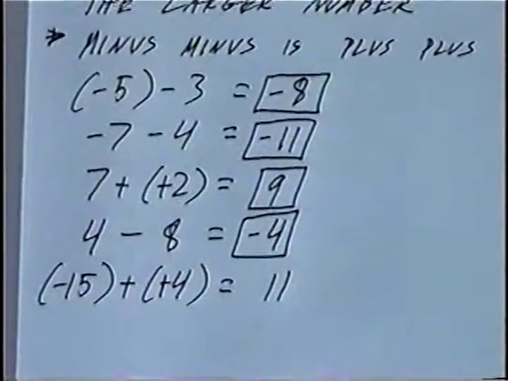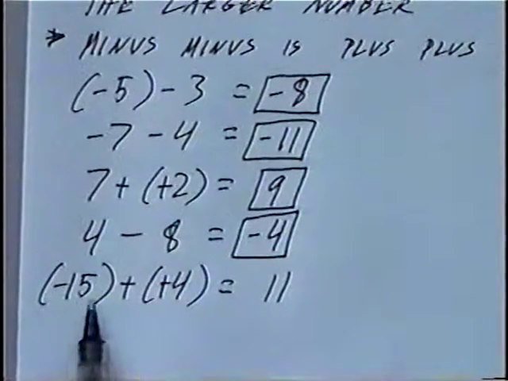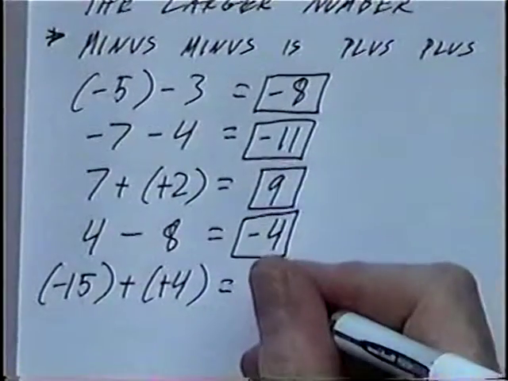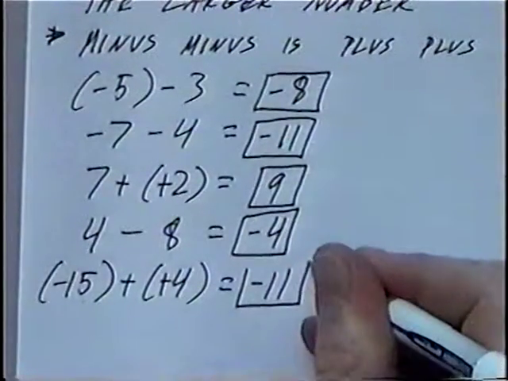would be 11. Now always remember, look at your bigger number. In this case, 15 is the bigger number. The sign in front, negative, goes with the answer. Negative 11.